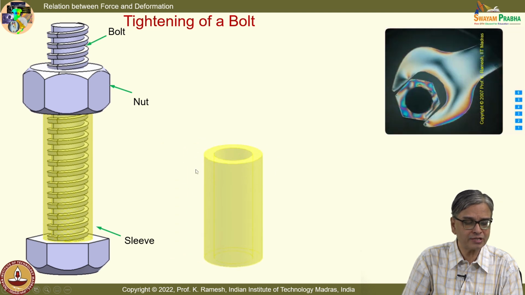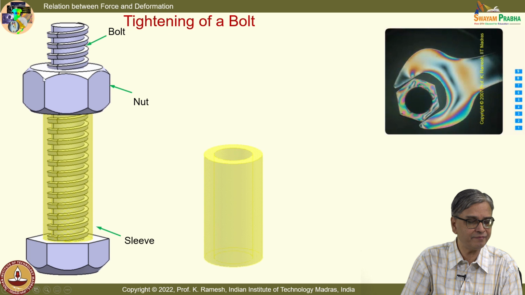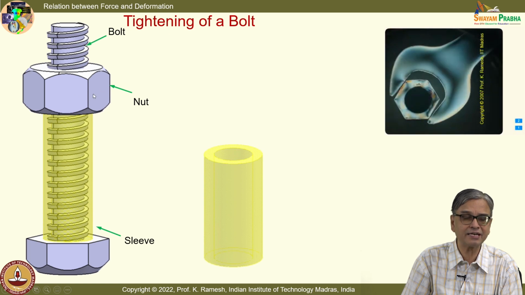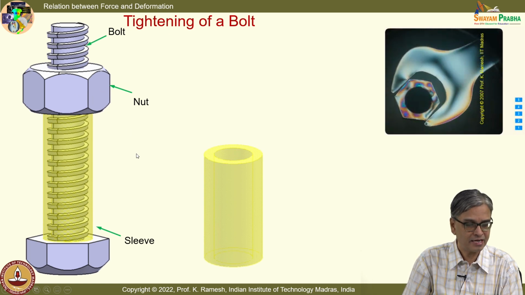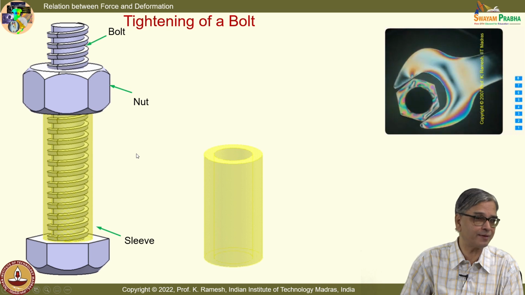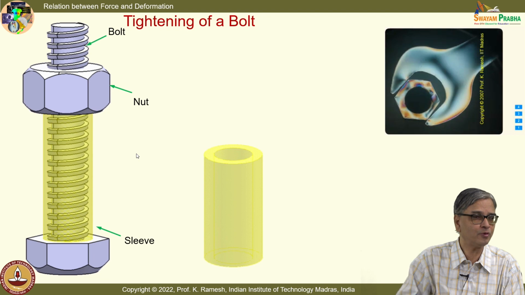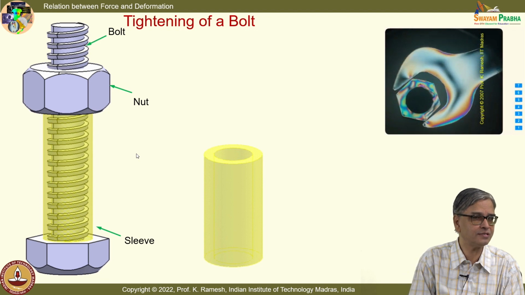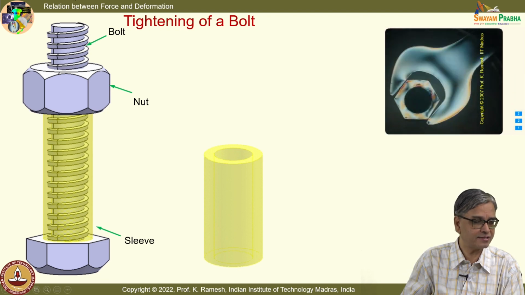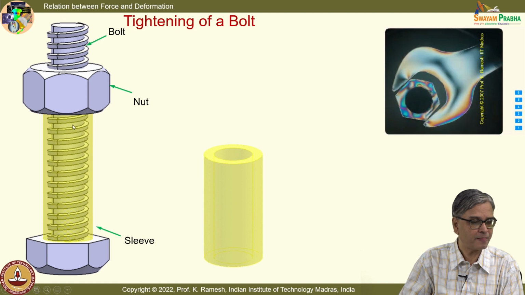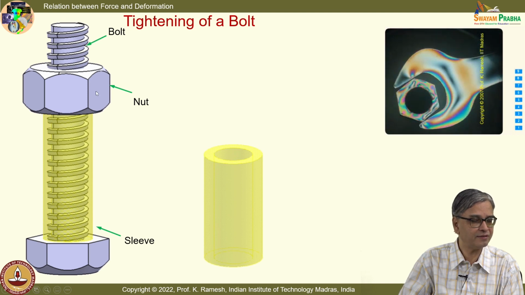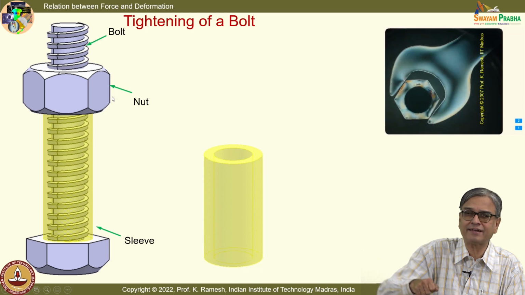what happens to the sleeve? I have a sleeve and I have a nut which is tightening this, and I would like you to draw the free body diagram. This is nothing but an exercise on free body diagram. Can you put what is the force interaction for this? How do you expect? This is the sleeve. I have a sleeve here, and when I have the nut, I go and tighten it. You understand the problem?